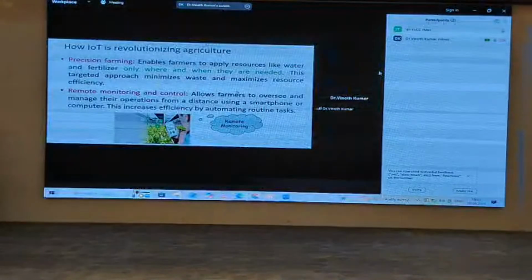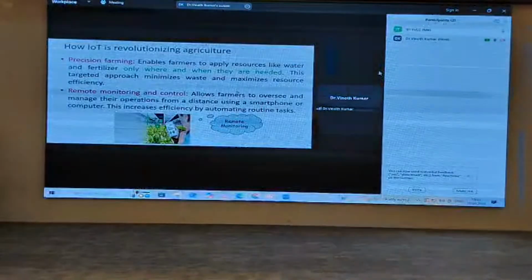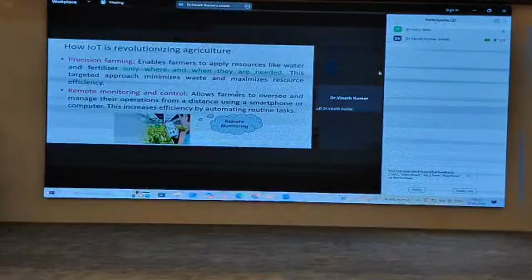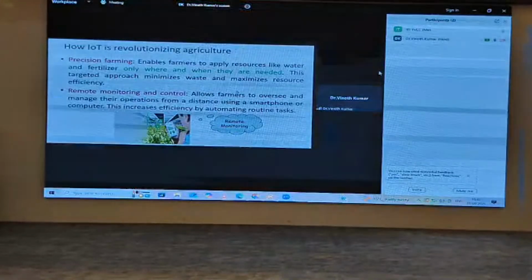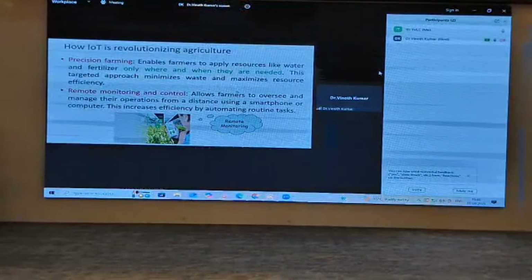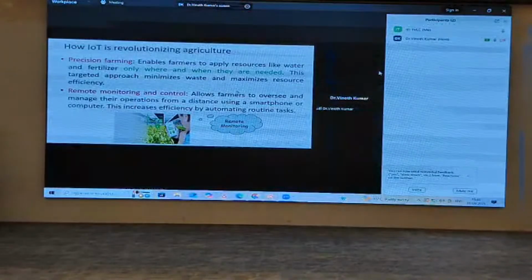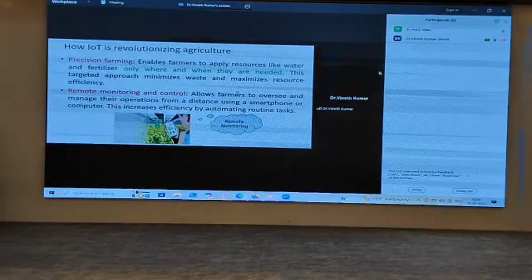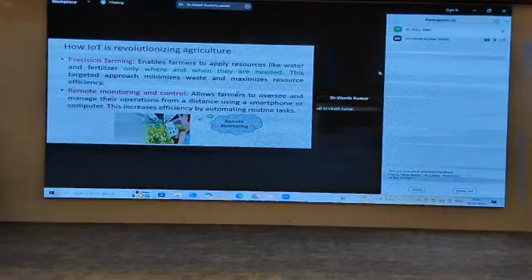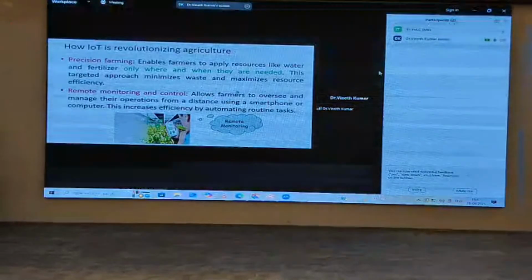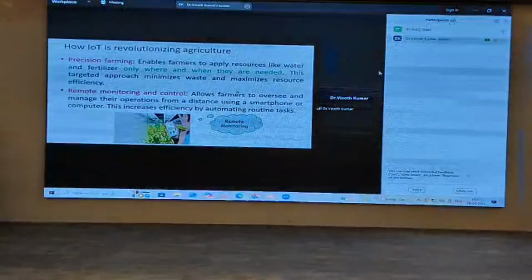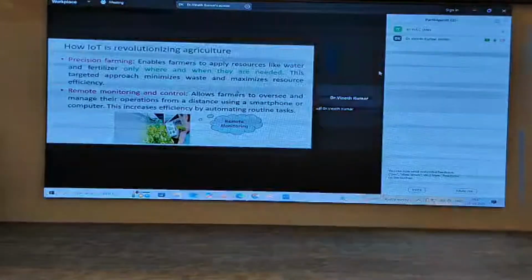In the same way, we can do the water also in precision farming. So in most cases it reduces waste and maximizes the resources. Next, remote monitoring and control. Easily I can monitor the plant activity by using my smartphone. I can automate it. Even if I am 100 kilometers far away from the farm, I can easily control the entire thing by using the smartphone.